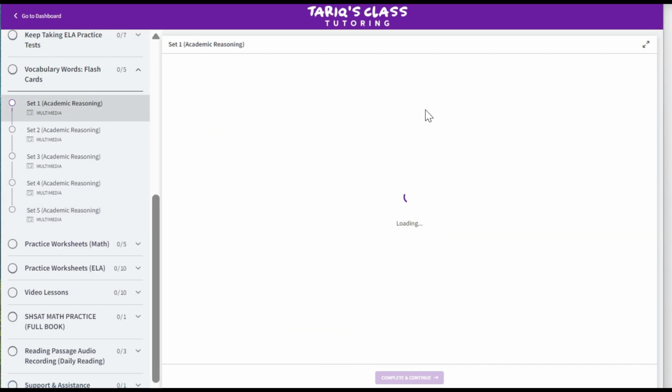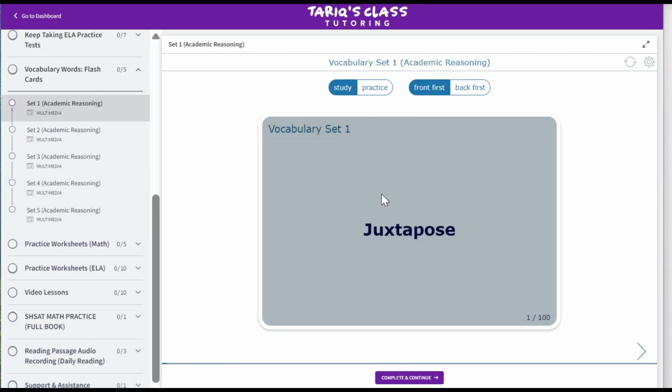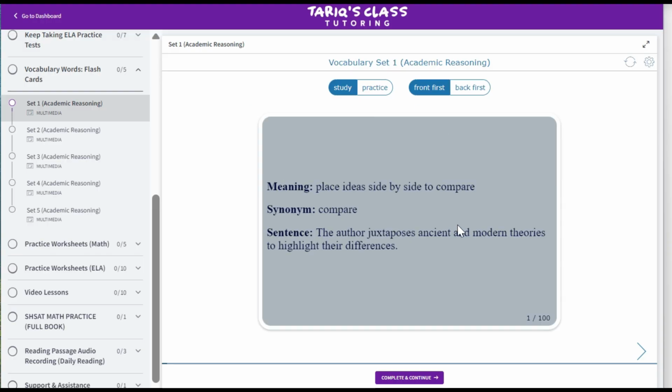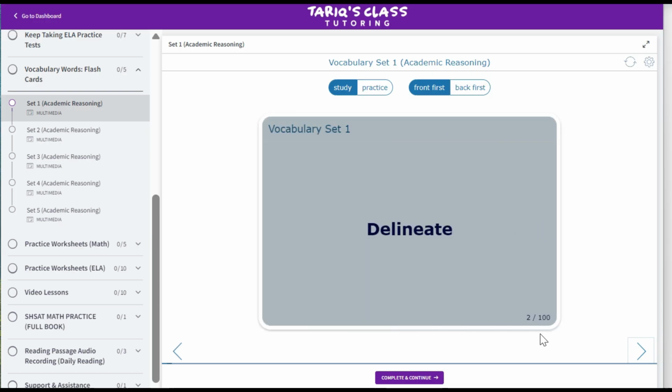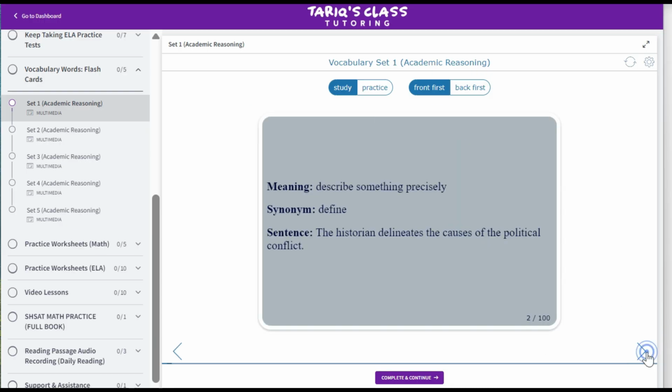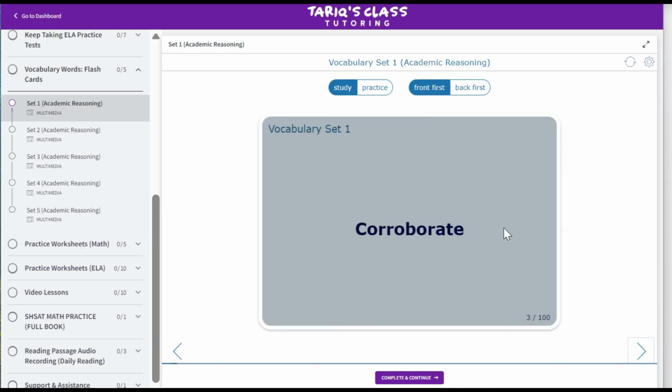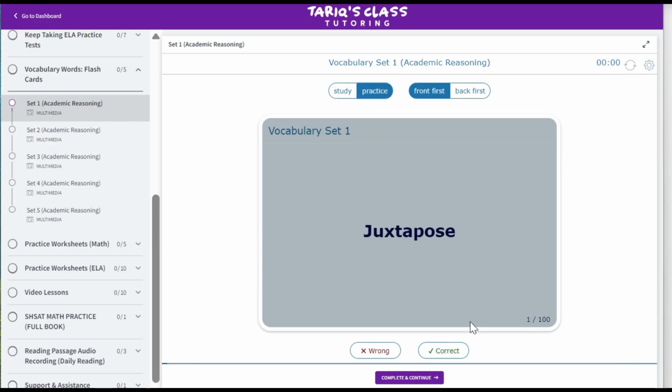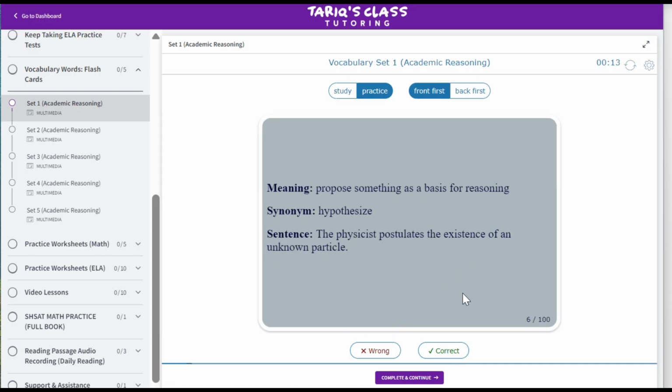My favorite part is the vocabulary flashcard. So when you click on it, wow, it shows the meaning, delineate, and more and more. So you can practice. The timer will be running, so you can see if you get it correct. Okay, yes, correct. So it just keeps going. All right. Postulate means, well, it gives the meaning plus the synonym.